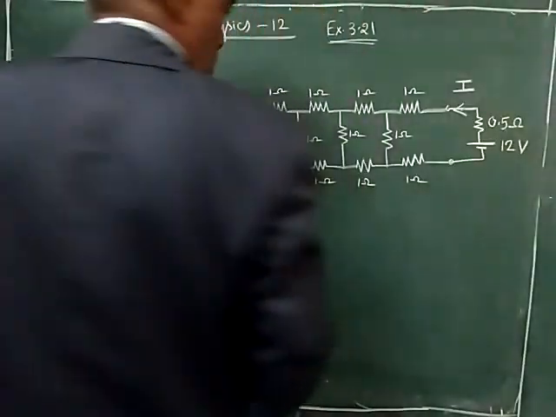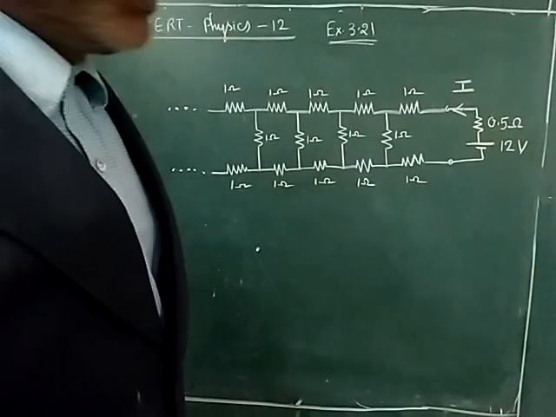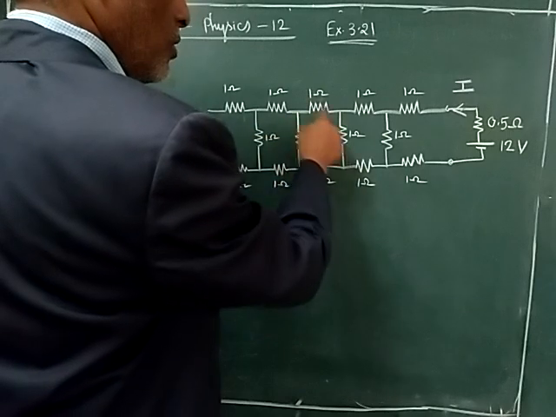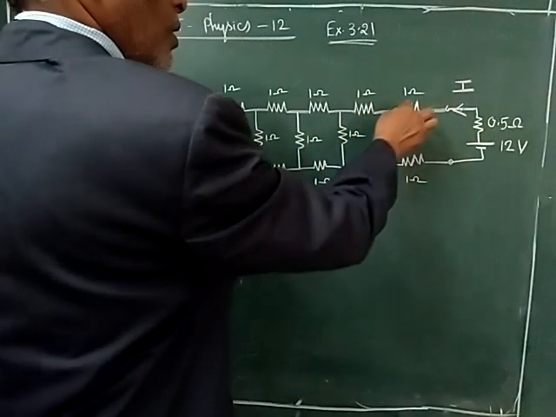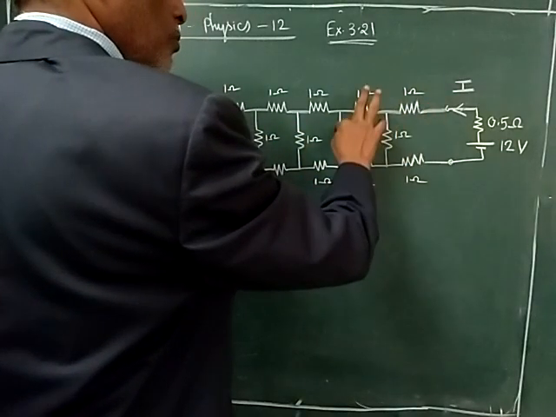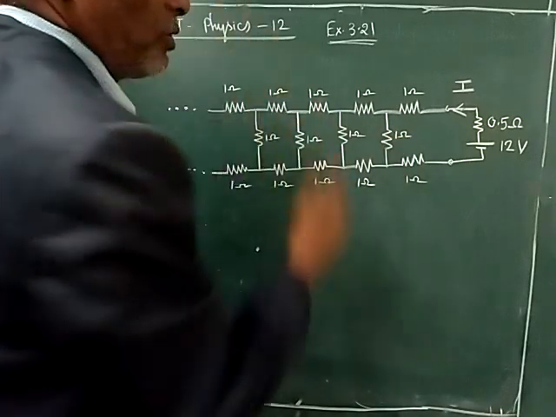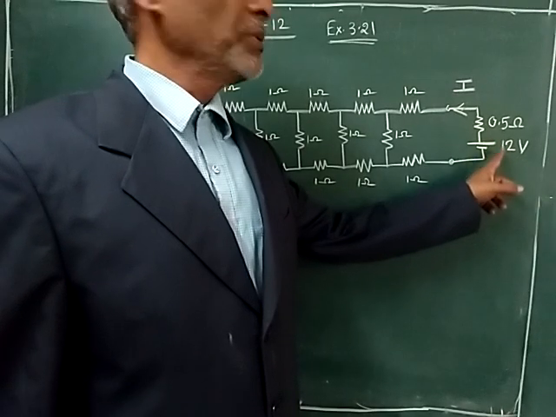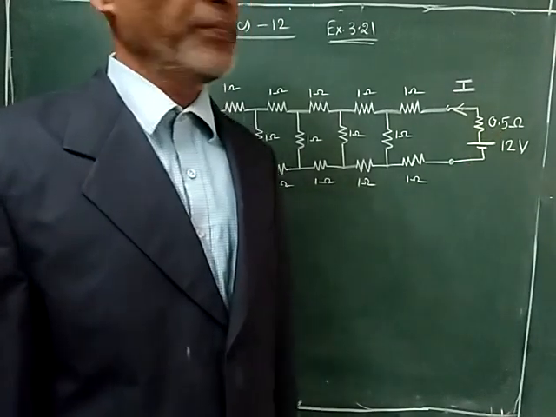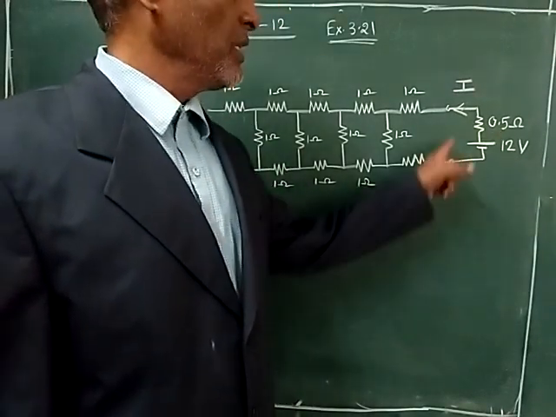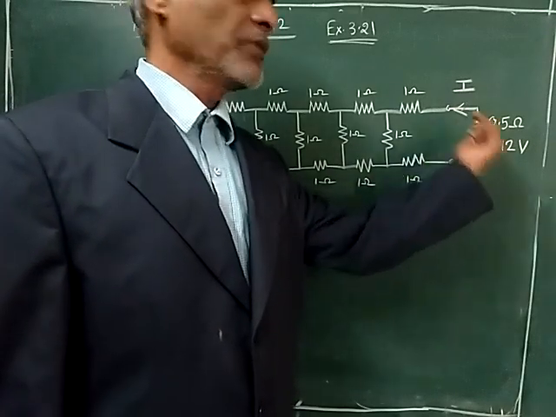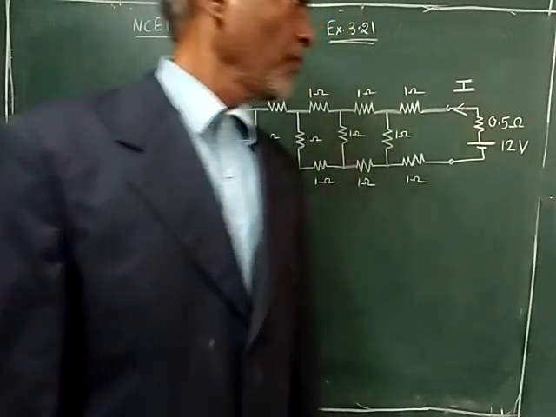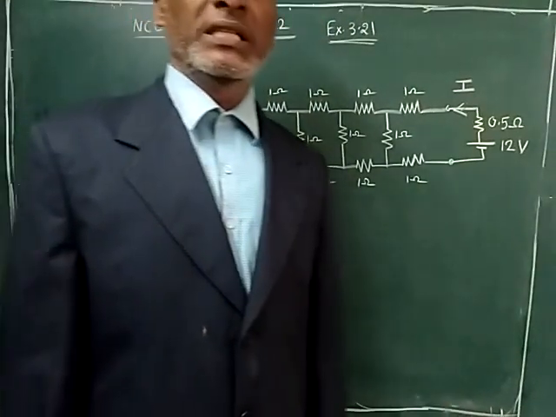If you carefully watch, it's all identical: 1 ohm, 1 ohm, 1 ohm, and likewise it goes up to infinity. And we have a voltage source of 12 volts with an internal resistance of 0.5 ohms. We have to find the current coming out of this DC voltage source. Basically, it's a tricky question.